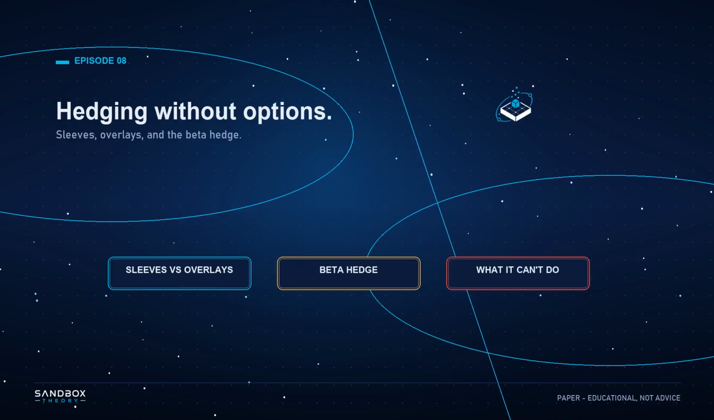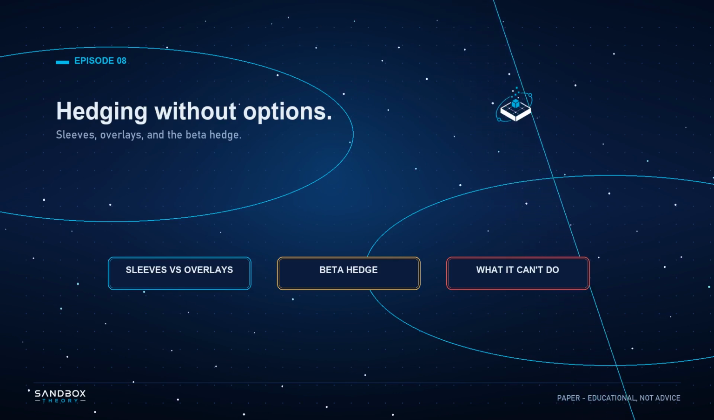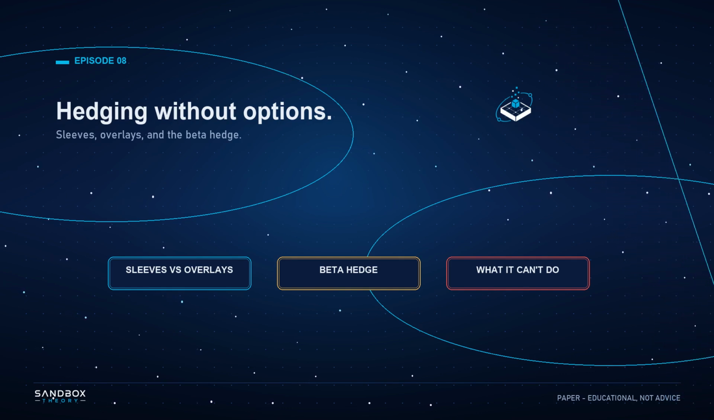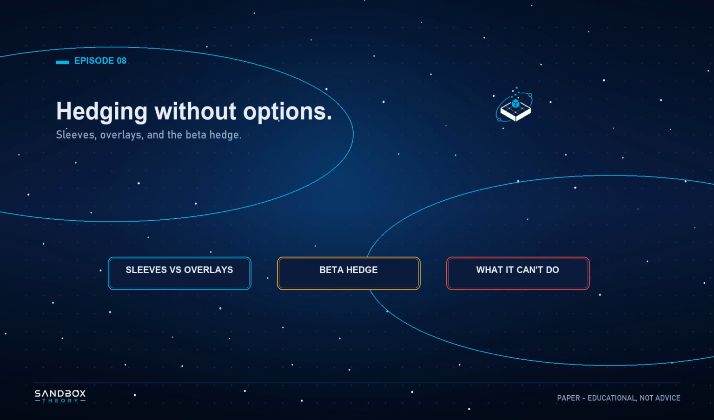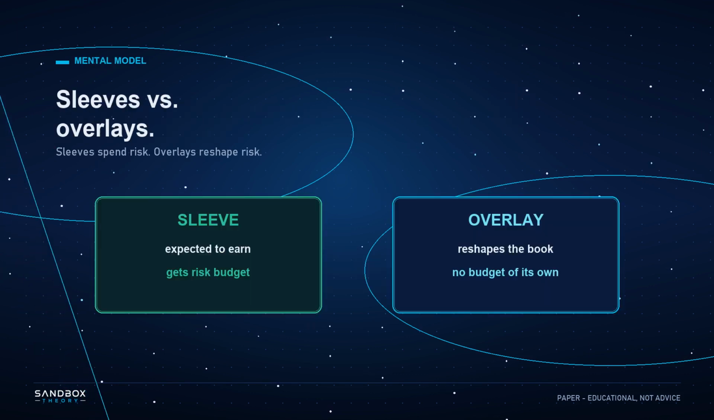Today is about one idea that organizes the entire book, and then one tool that uses it. The idea is sleeves versus overlays. The tool is a beta hedge. By the end, you'll understand why a hedge gets no risk budget, why it's linear, and why it is not crash insurance. Here's the mental model.